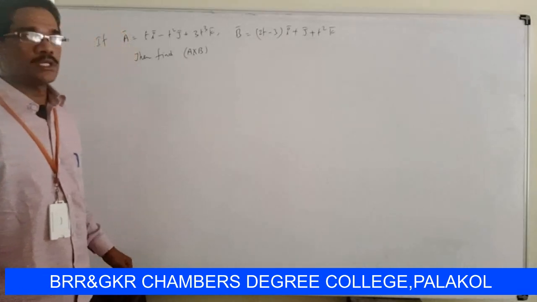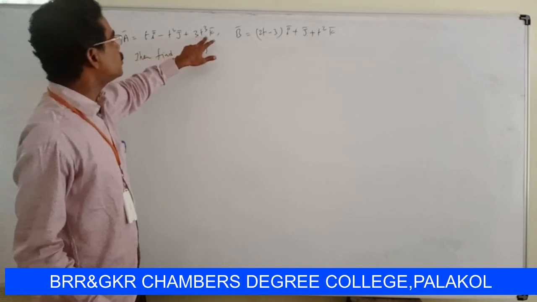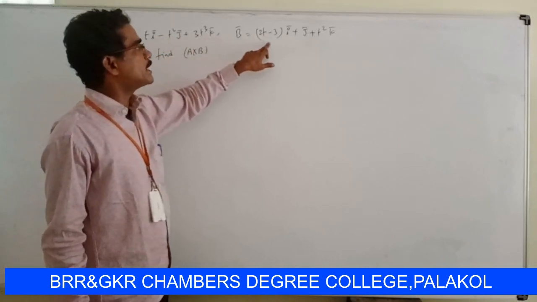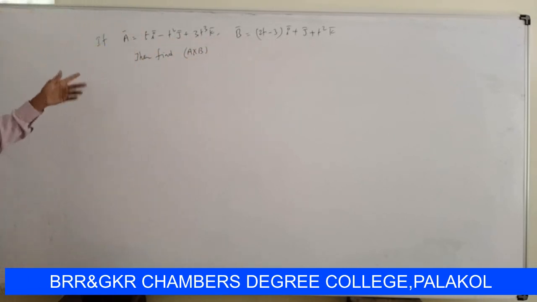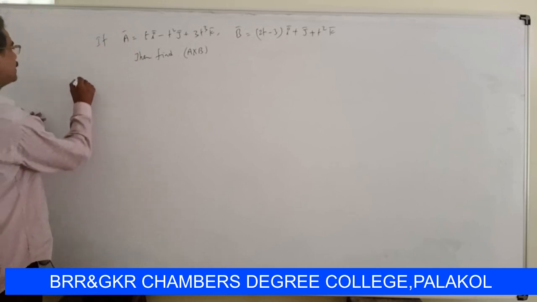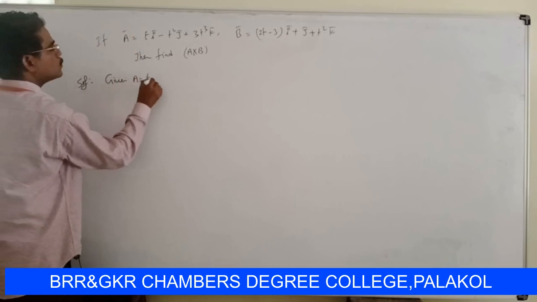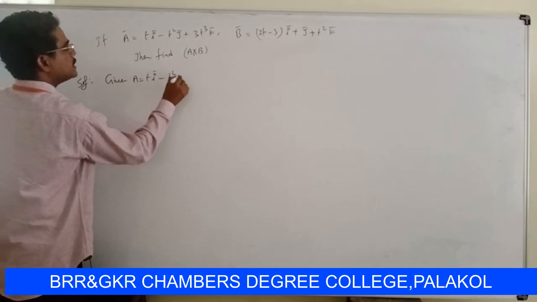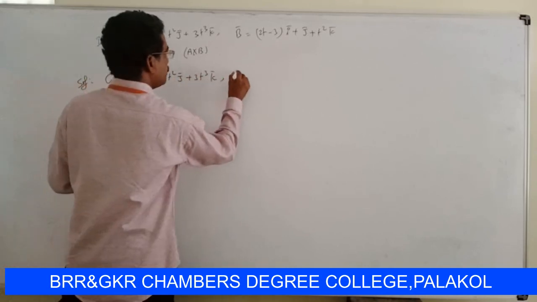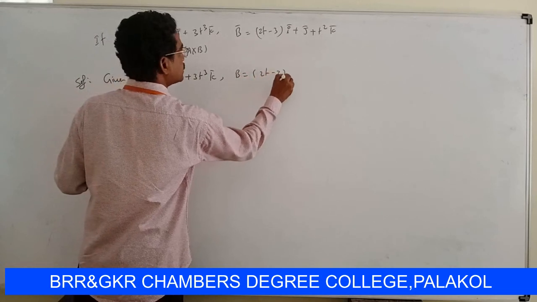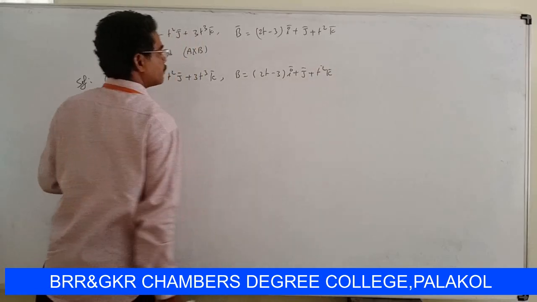Okay students, coming to the next problem. If a bar equal to t i minus t square j plus t cube k and b equal to (2t minus 3) i plus j plus t square k, then find the value of a cross b. Given a equal to t i minus t square j plus t cube k and b equal to (2t minus 3) i plus j plus t square k.